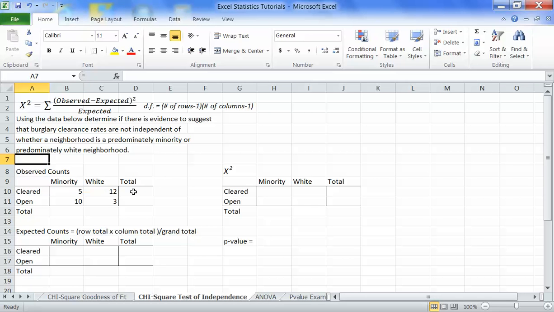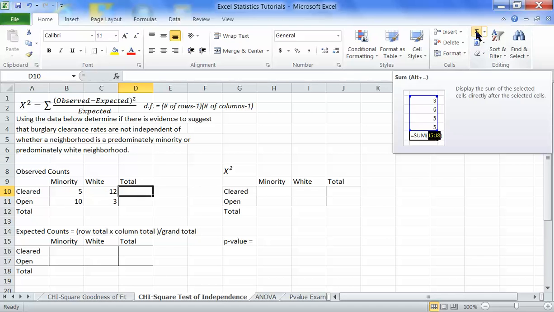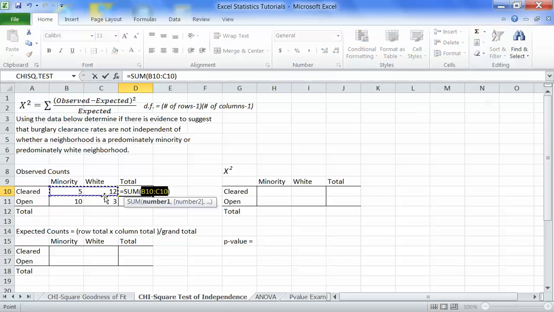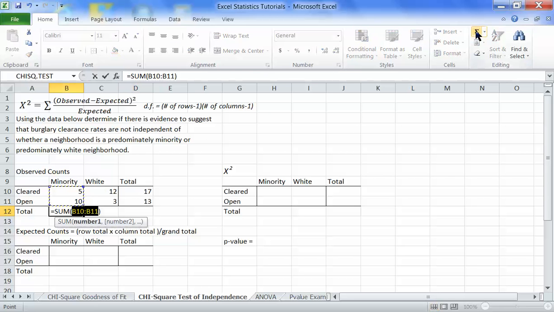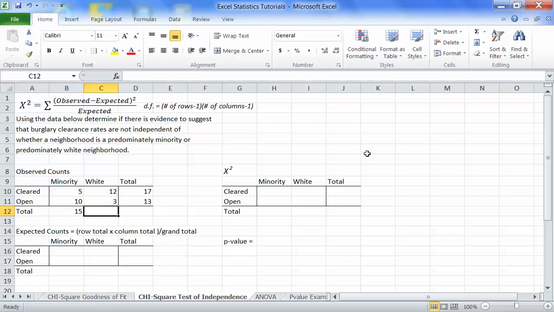Well, this isn't too difficult. I can just highlight that cell there, use the summation command, and just double check though that it's highlighting what you want to total. And yes, I want to total across there. Then I want to come here and do the same thing. Do the same thing here. Always double checking that it's the right range that you want totaled. You could also copy these formulas, whatever you feel like doing.